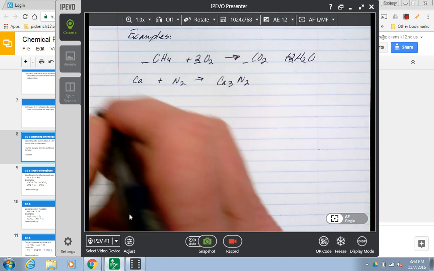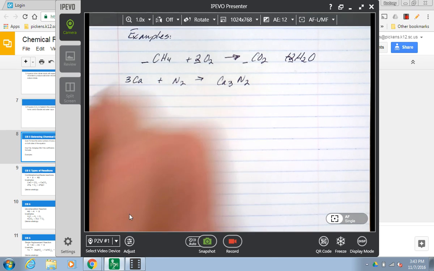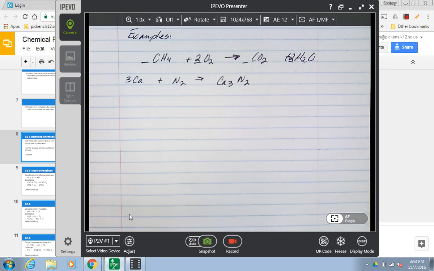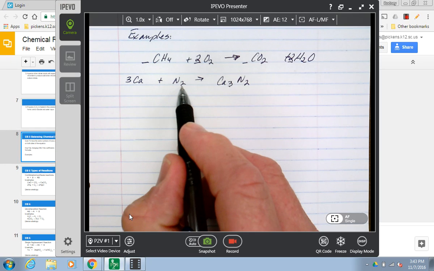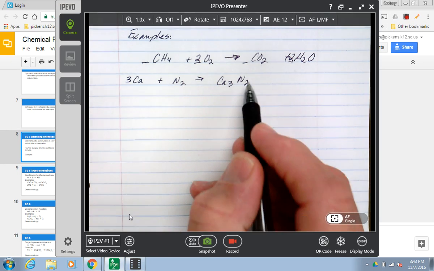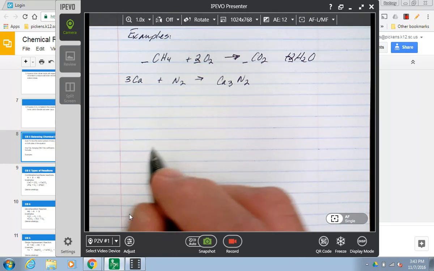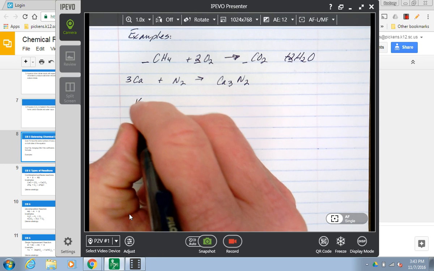So we're going to multiply 3 times 1 gives me 3 calciums on the right. So now that was taken care of. We already have 2 nitrogens on the left, and we have 2 nitrogens on the right-hand side. So that one's taken care of. All right, let's do another example.